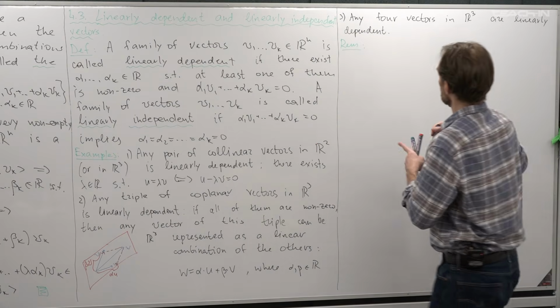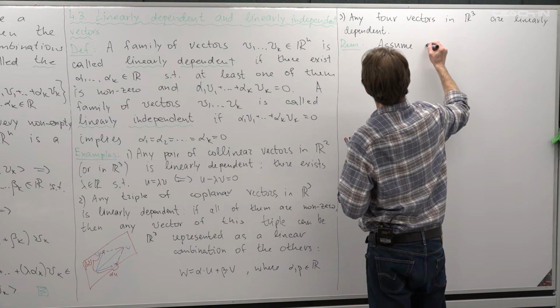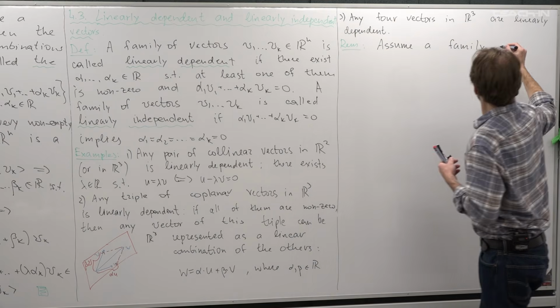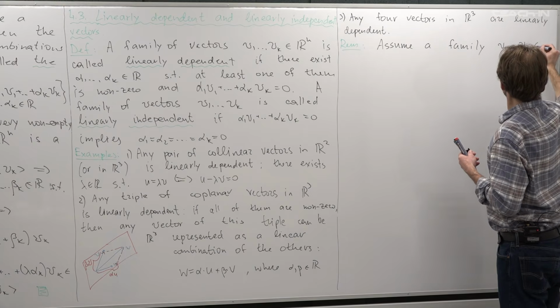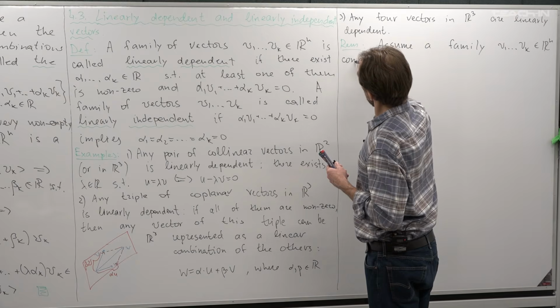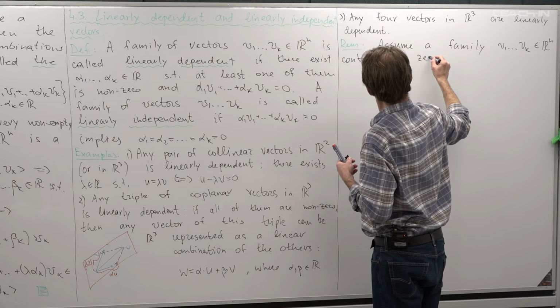So assume a family v1, etc., vk contains a zero vector.